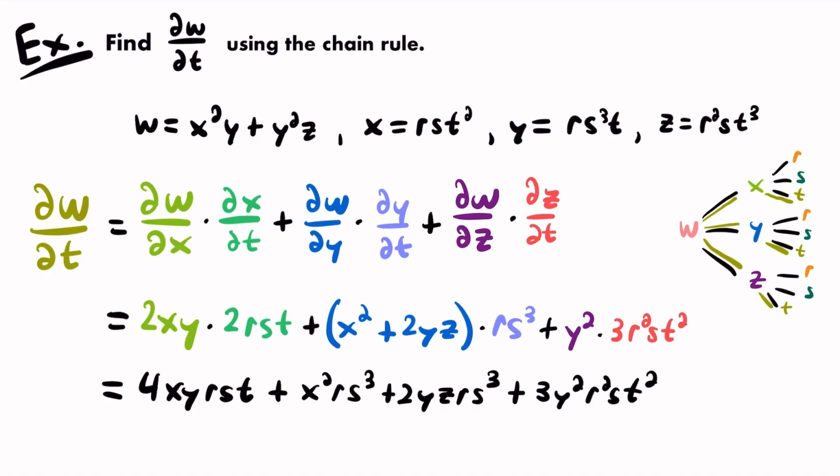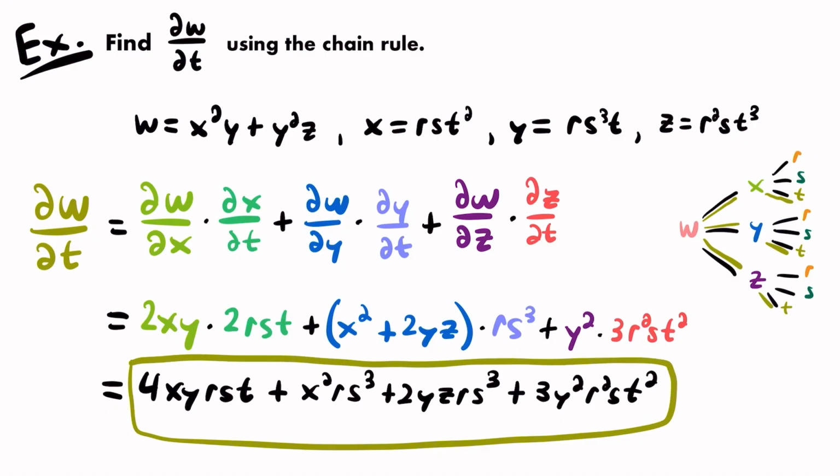All right, and that's it. I'm going to leave it there. That is the partial derivative of w with respect to t. As you can see, there's a lot of x's, y's, and z's in this expression, and so I'm not going to bother with substituting what they are equal to in terms of the independent variables. You could do that here. It wouldn't be too difficult because these are fairly simple expressions for x, y, and z.